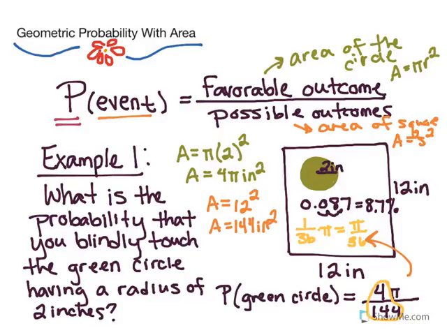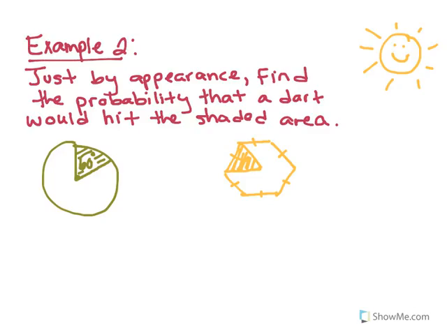Let's go ahead and take a look at a couple more examples. So here we go. Just by appearance, find the probability that a dart would hit the shaded area. So this is if we don't even know what the area might be. We're not given a radius, we're not given any dimension of any kind. This is just pure estimation.